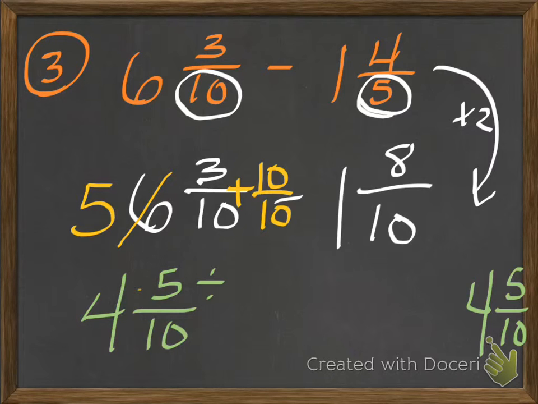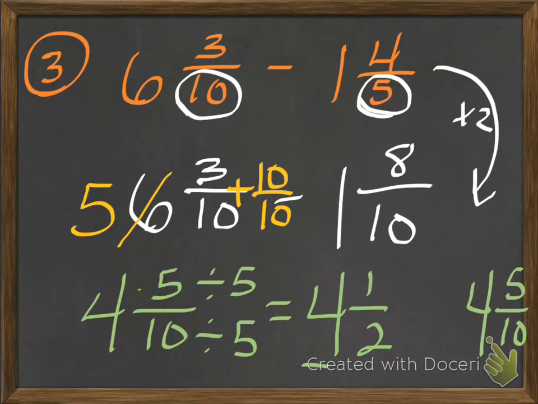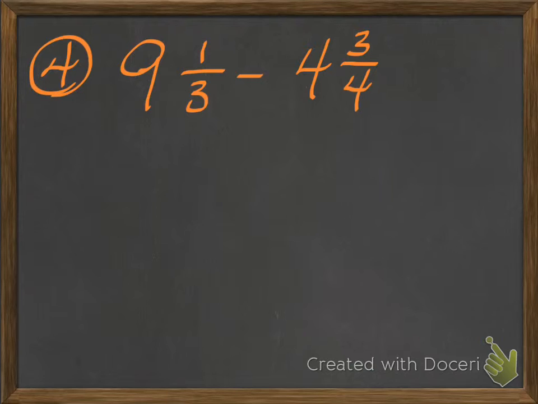I know that I can divide both the bottom and the top by 5. So I'm going to divide 5 by 5 and get 1, divide 10 by 5 and get 2, and then put my whole number back on there. So 4 1/2. 4 5/10 is the same as 4 1/2. All right, let's do one more together and then you're on your own for a little bit.